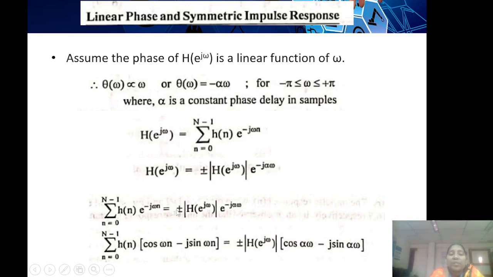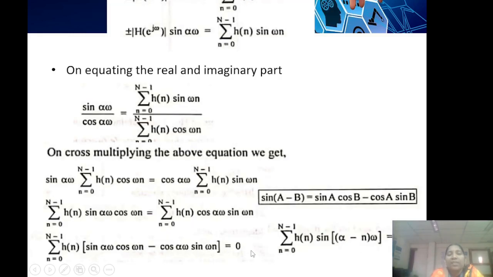Now when you expand e power minus j omega n, we can expand it as cos omega n minus j sin omega n. This is equivalent to, again, the modulus term will remain as such, plus or minus modulus of H of e power j omega, and e power minus j alpha omega we are expanding as cos alpha omega minus j sin alpha omega. So we are just expanding this.